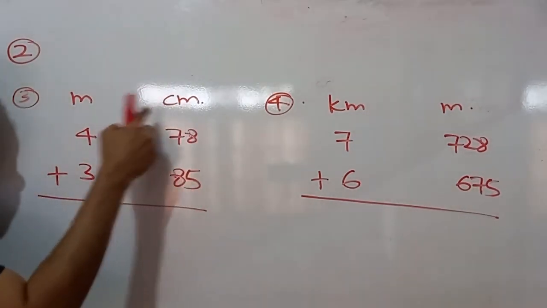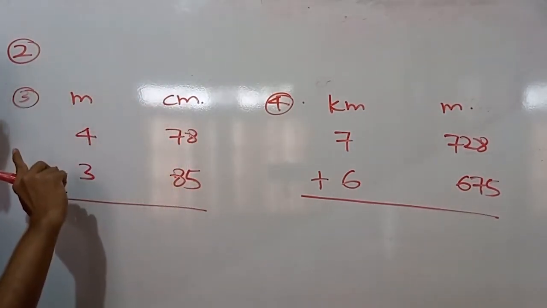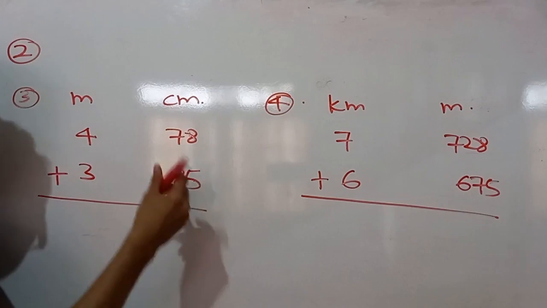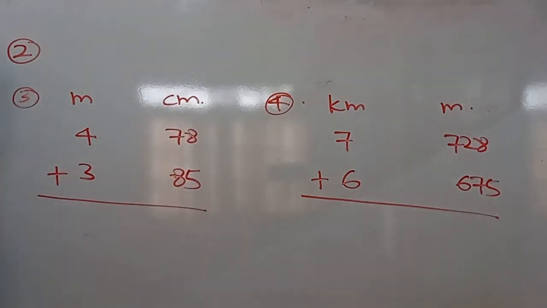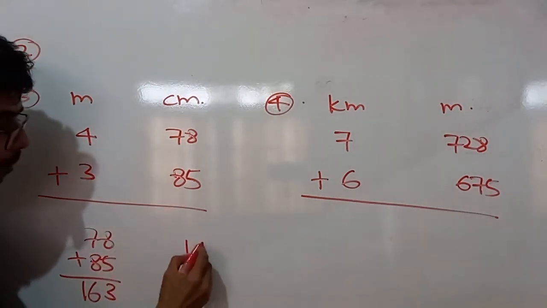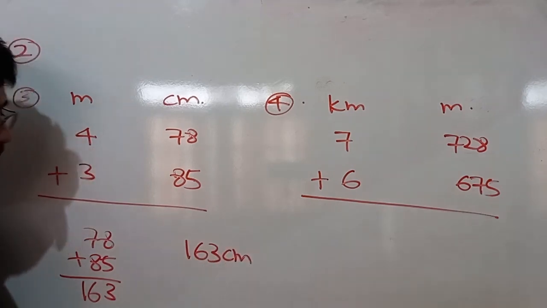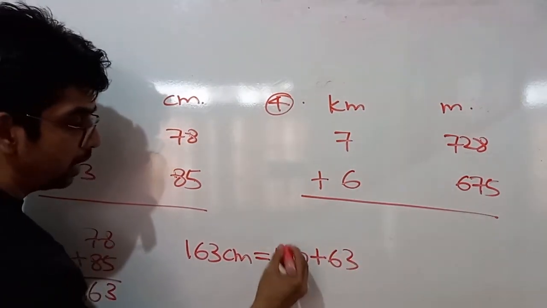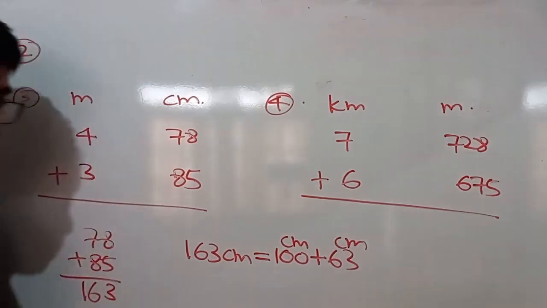Right. So just as before, we have to start from the smallest unit. So here we have to start from the centimeter portion, right? Okay. So we will add these section first. Okay. So 78 and 85. 8 plus 5, we know that's a 13. So there's a 1. 7 plus 8, that is 15. Add the 1, it becomes what? 163. So these are what? These are centimeters. So we can break this into what? 163. 100 centimeters and 63 centimeters.